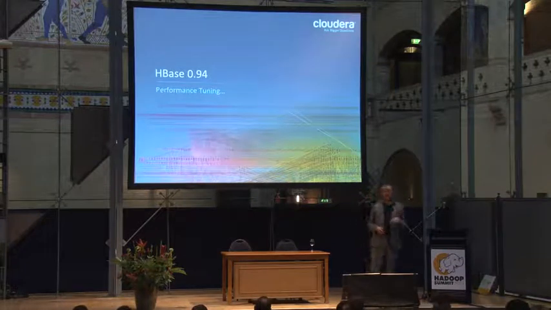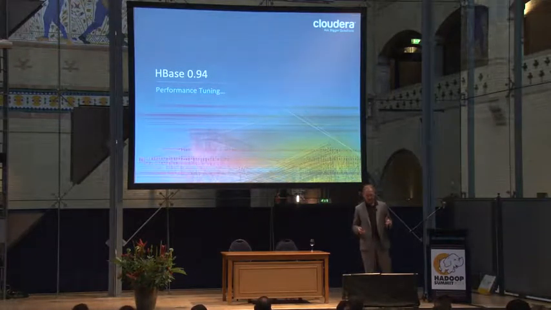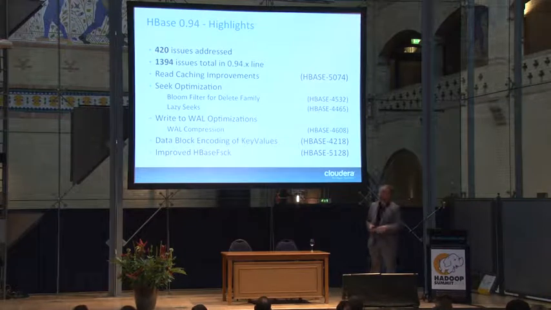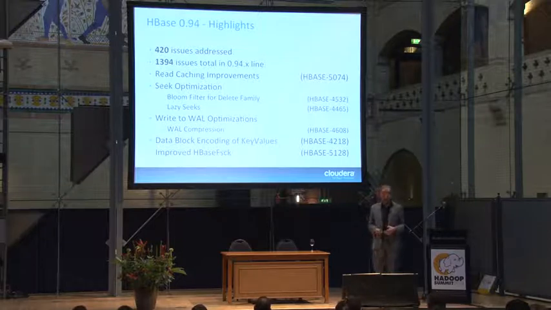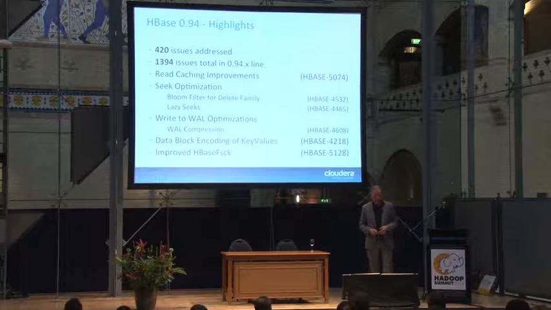Right, next version, 0.94, that's called performance tuning. We have again lots of issues there that have been fixed. 420 in the initial 0.94 release, and in the entire line, 0.94.1, 0.94.2, and so on, we have over 1,300 issues being fixed. These are lots of sort of subtle things.